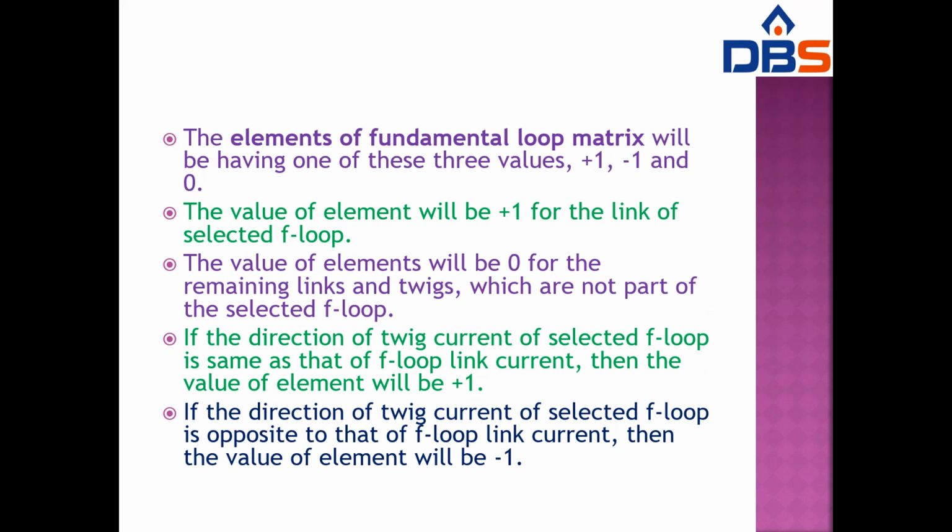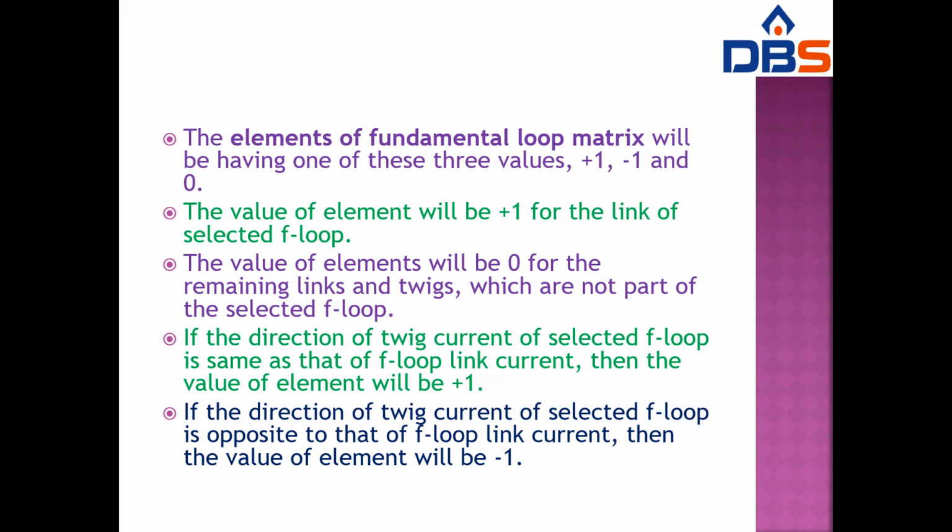Then the elements of the fundamental loop matrix will have one of these 3 values: plus 1, minus 1 and 0. That means, as in the incidence matrix also, we have plus 1, minus 1, and 0. If it is towards the node, we take minus 1. If it is away from the node, we take plus 1. If it is not related to that node, put it as 0. Next, the value of the element will be positive for the link of the selected loop.